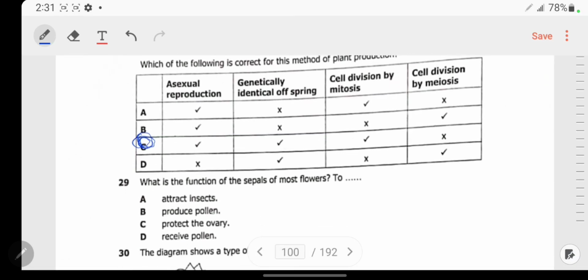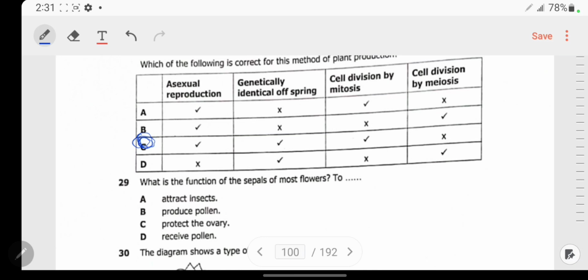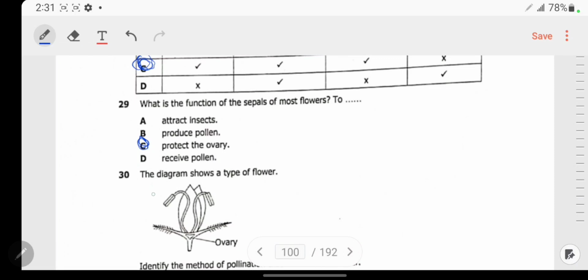Question 29. What is the function of the sepals of most plant flowers? The sepals prevent what we call desiccation. What is desiccation? Just drying up. So what are they protecting? The sepals just protect the ovary, which is the internal female part of the plant. So the answer is C.